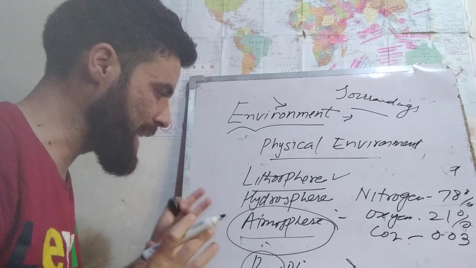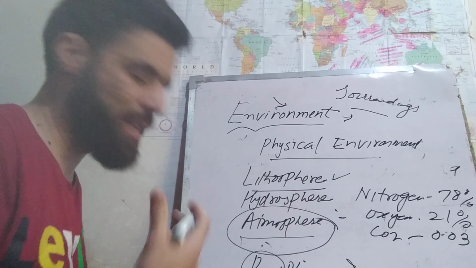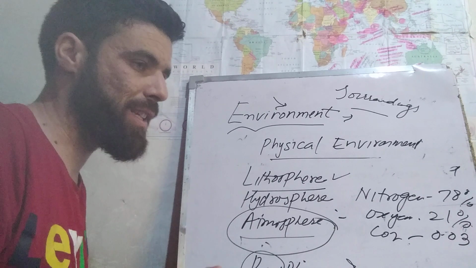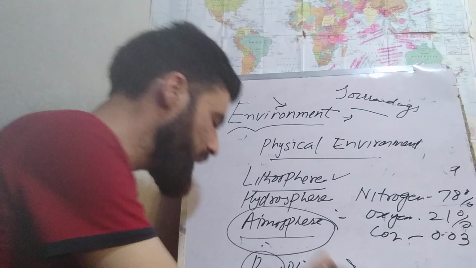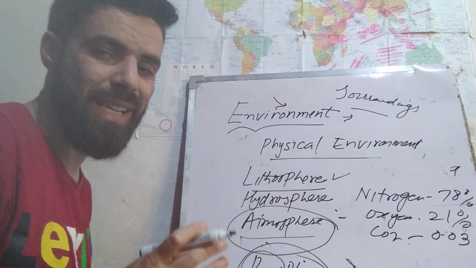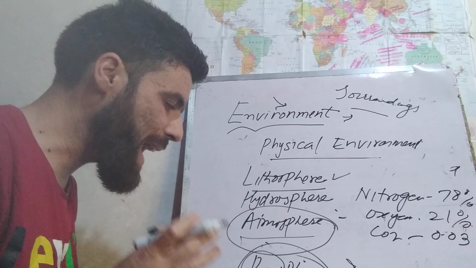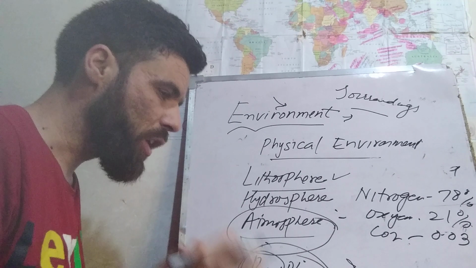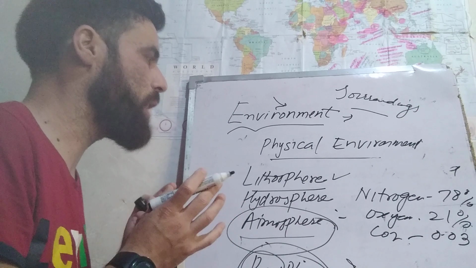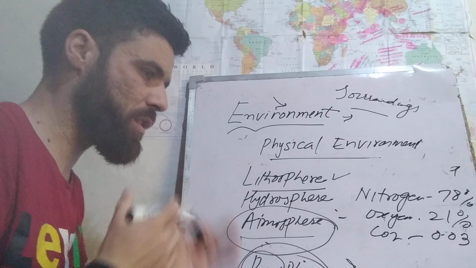When all these things combine together, they form different biogeochemical cycles: water cycle, nitrogen cycle, carbon cycle, oxygen cycle, rock cycle. All these things take place in biosphere. Biosphere plays an essential role. Biosphere is important for life. It is the sphere where you see the life forms. And whenever we talk about environment, it is the basic life supporting system.